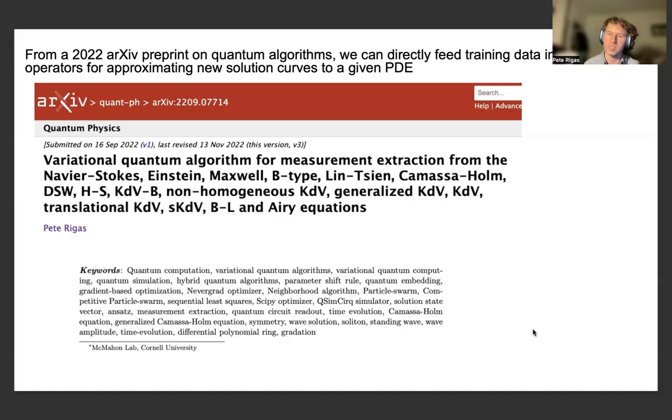and how we can look at the performance of the neural networks on different types of training set and simulation data from a wide variety of optimizers, whether it be, as I've indicated in some of the keywords here, the Nevergrad optimizer, the neighborhood algorithm, the particle swarm optimizer, the competitive particle swarm, the sequential least squares SciPy optimizer, as well as making use of the QSimCirc simulator to simulate the wave function of the solution as we propagate forward in time, which all can be used to look at performance and different characteristics of the neural network architecture that we're going to be trying to approximate the solutions to the PDE with, the Matryoshka neural operator.